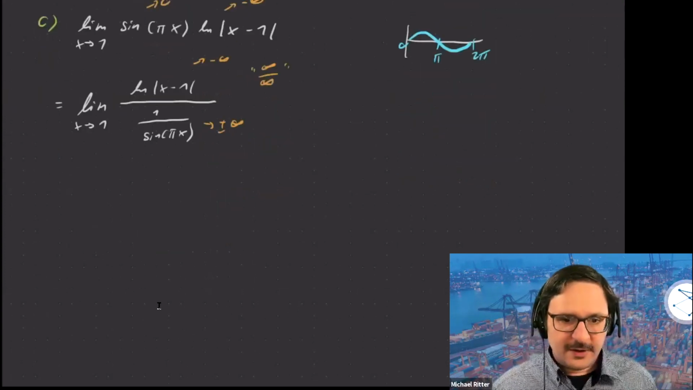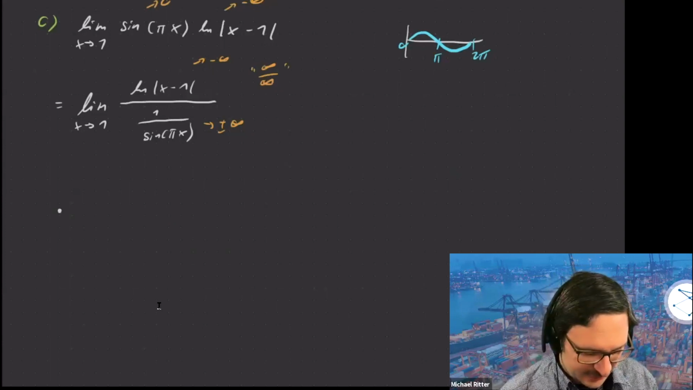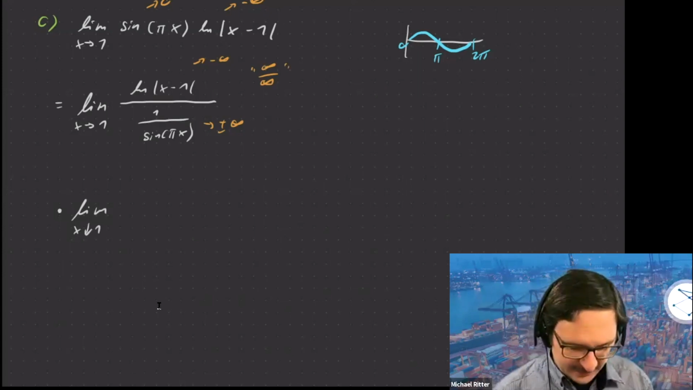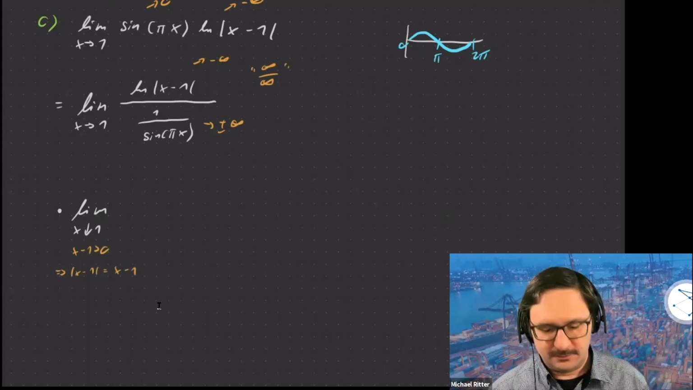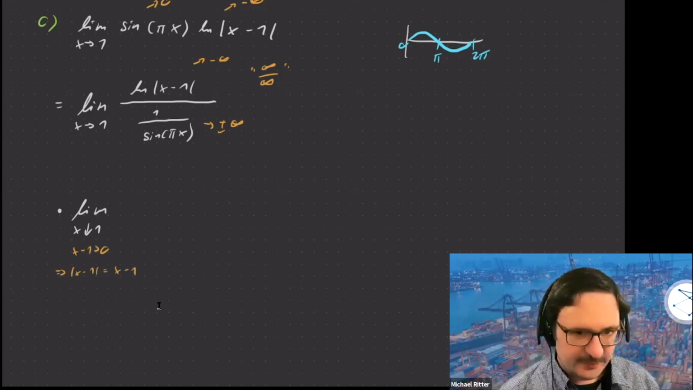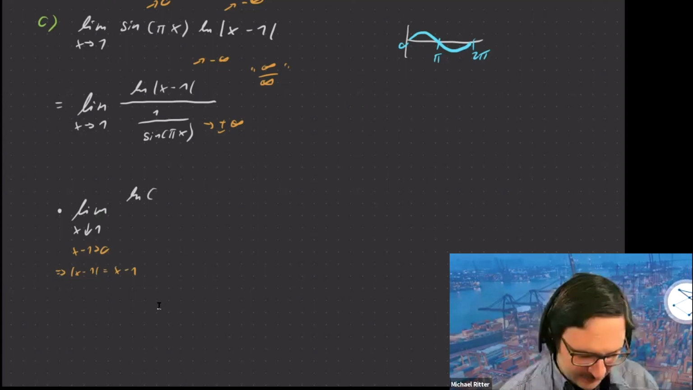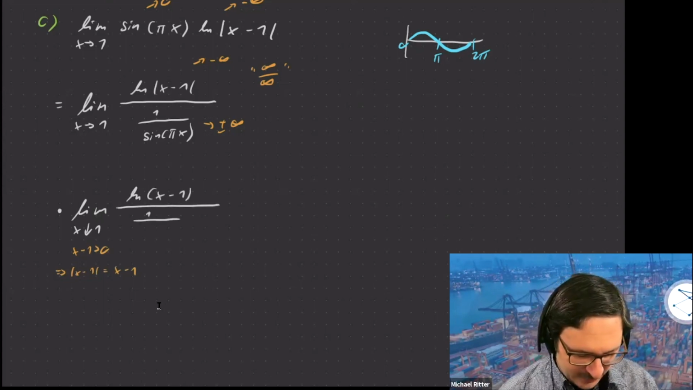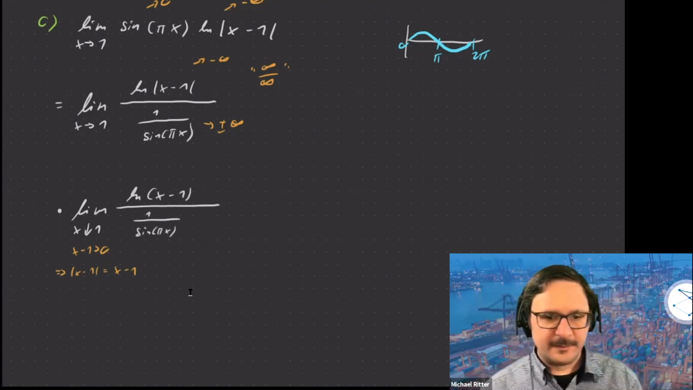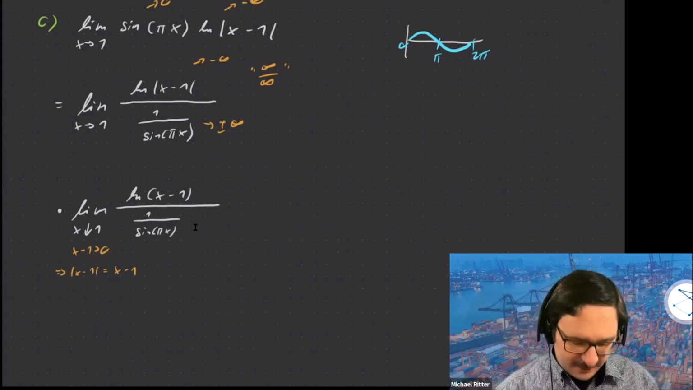So what we'll do is we'll first try to compute the limit as x approaches 1 from above. If that is the case, then x minus 1 is positive, and that means the absolute value of x minus 1 is the same as x minus 1. So in that case, the expression that we need to work with is the ln of x minus 1 divided by 1 over the sine of pi x. And now we can apply L'Hopital's rule.